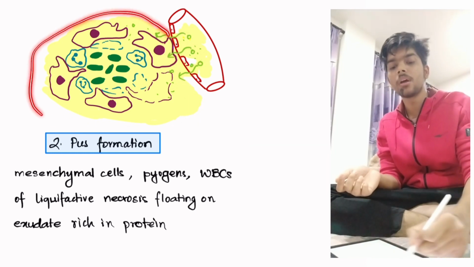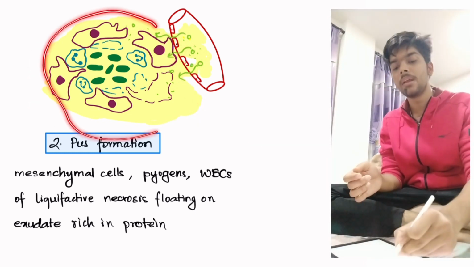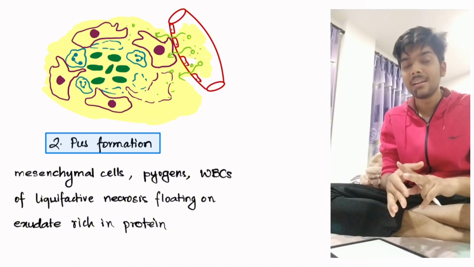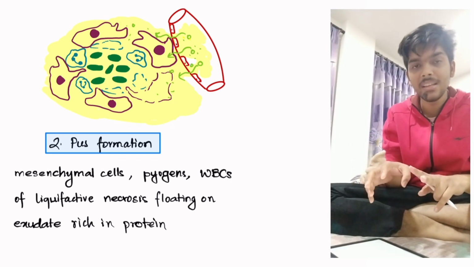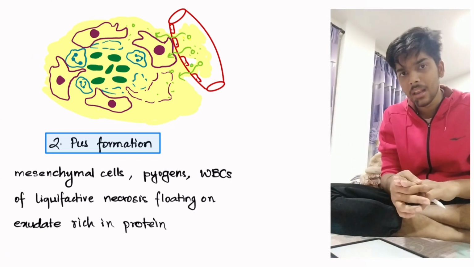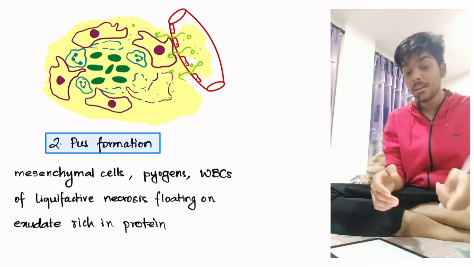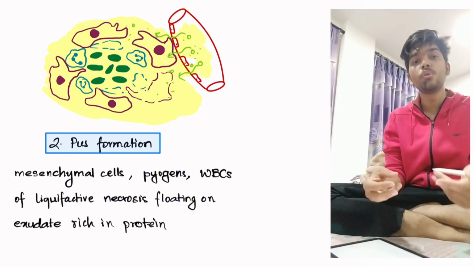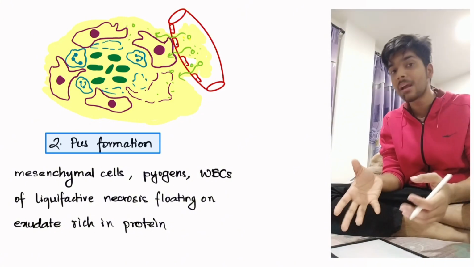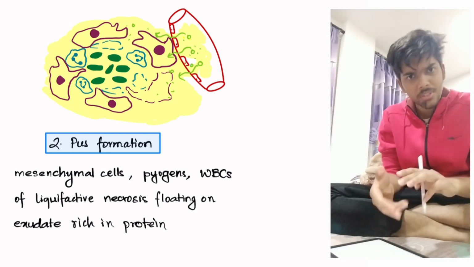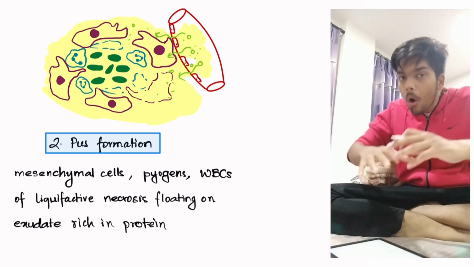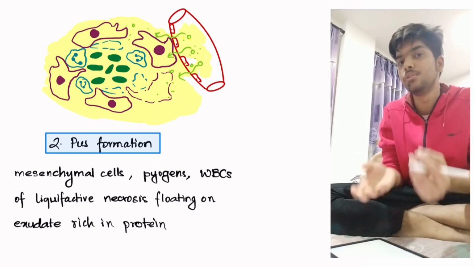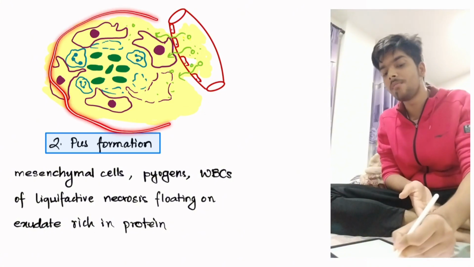So at this place, what are you going to find? At this particular place, you are going to find normal cells that are either dead or dying due to the destructive action of the enzymes released by bacteria, or they are still alive. You are going to find bacteria, the pyogens, that are either dead, dying, or alive. You are also going to find WBCs like neutrophils and macrophages that are dead, dying, or still alive. And then you are going to find all these cells floating on a liquid rich in protein called exudate. This is the site of liquefactive necrosis.